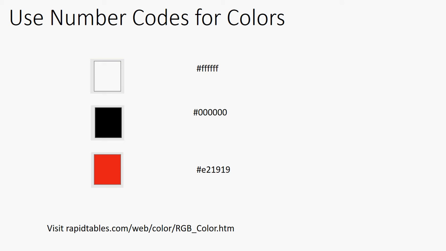So the codes are either numbers or letters, and you can see there's 3 of them down there. The black code is all zeros, and there's a red one that's a little more complicated. There's a bunch of websites you can go to. There's one at the bottom where you can pick a color and it'll tell you what the code should be. So the value of this is that you don't have to guess what words the browser knows, and you can get it to be exactly the color you want.